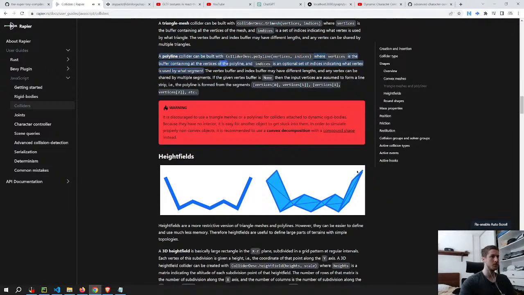indices), where vertices is the buffer containing all the vertices of the polyline, and indices is an optional set of indices indicating what vertex is used by what segment. The vertex buffer and index buffer may have different lengths, and any vertex can be shared by multiple segments. If a given index buffer is none, then the input vertices are assumed to form a line strip, i.e., the polyline is formed from the segments vertices[0], vertices[1], vertices[1], vertices[2], etc.